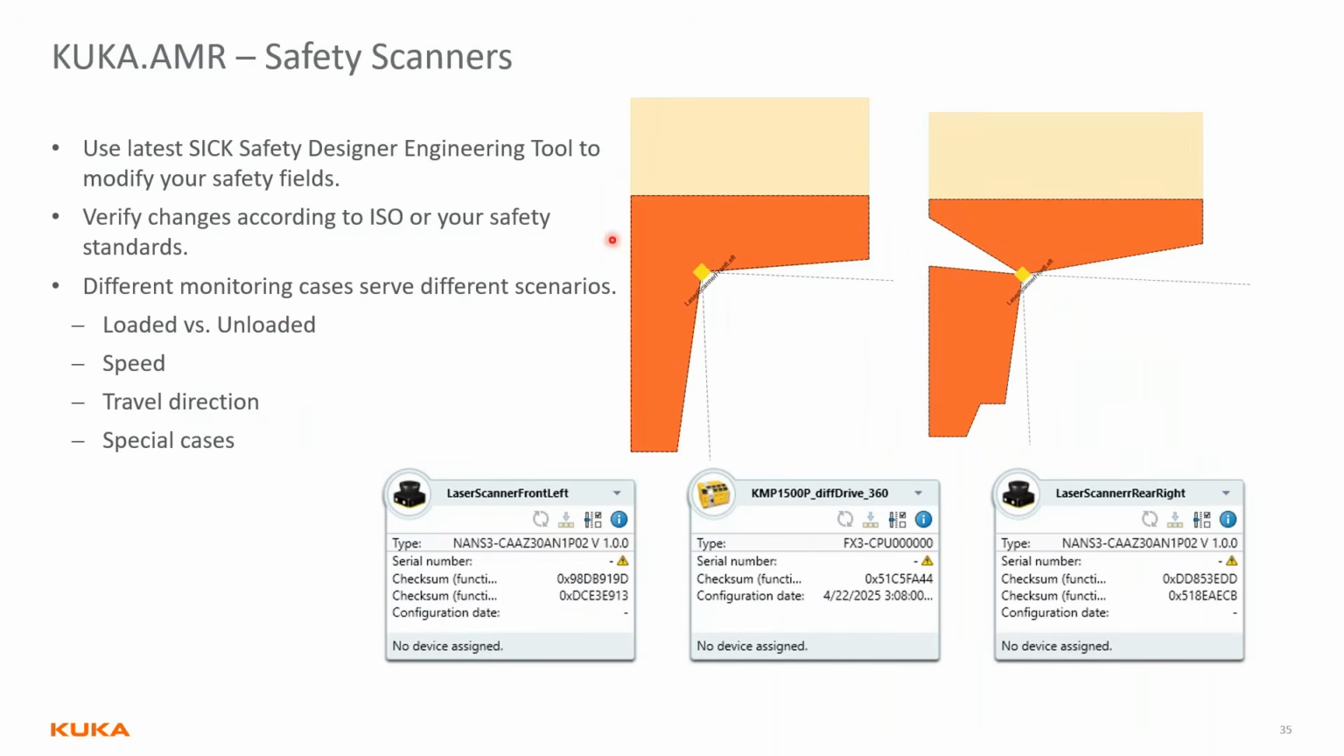This is what the safety fields look like. The orange is the emergency stop. The yellow is a warning field, so the slowdown field.